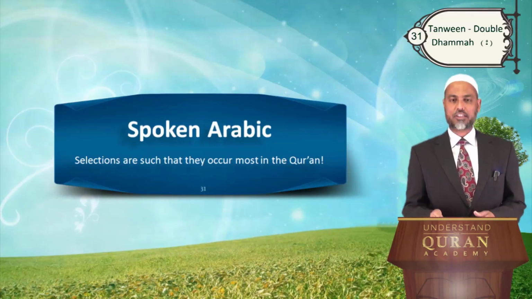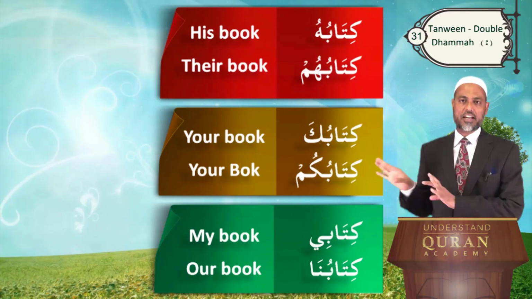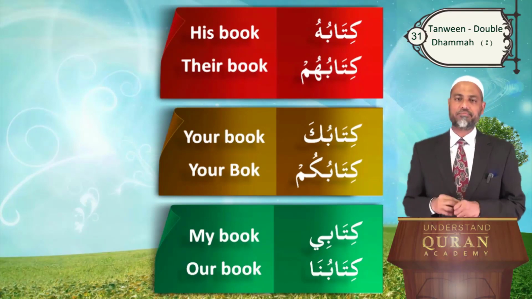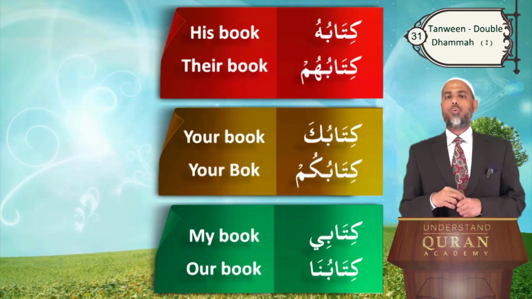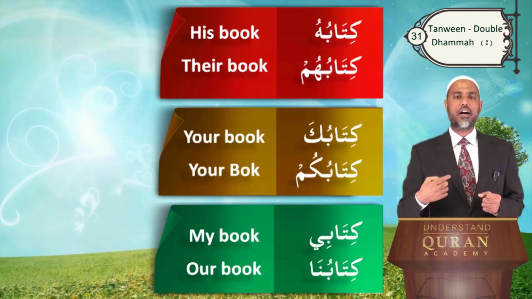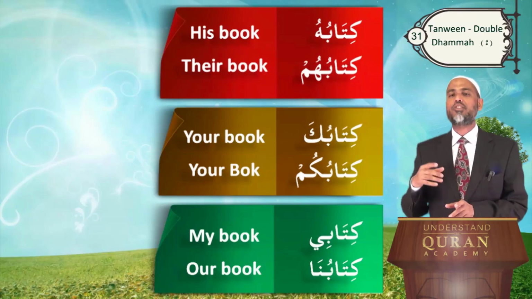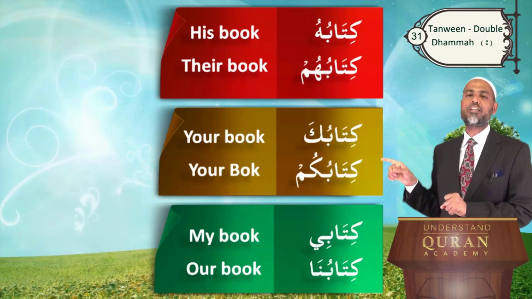Okay, before we go, let's take spoken Arabic. We learned who, whom, ka, kum, ina. If you attach these six attachments to nouns, that becomes his, their, your, I, and mine, my and ours. So, let us attach it to kitab.